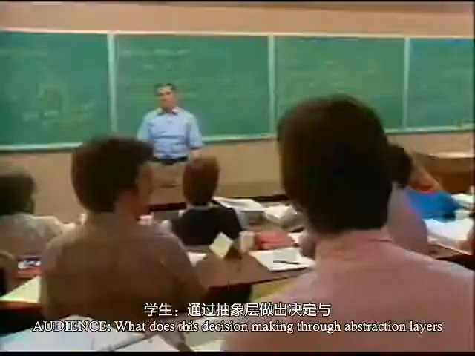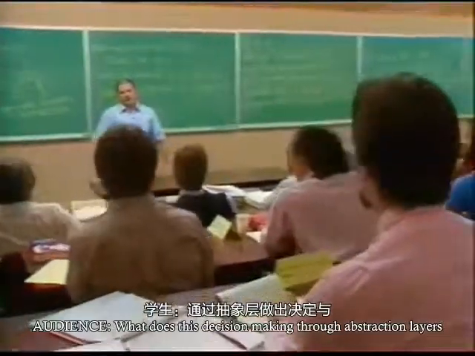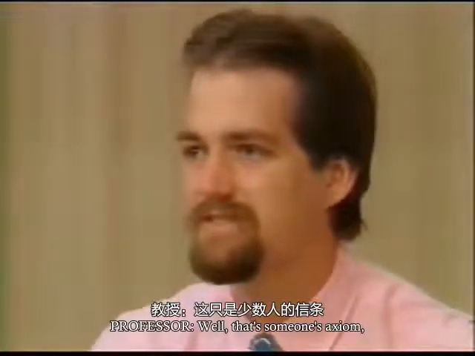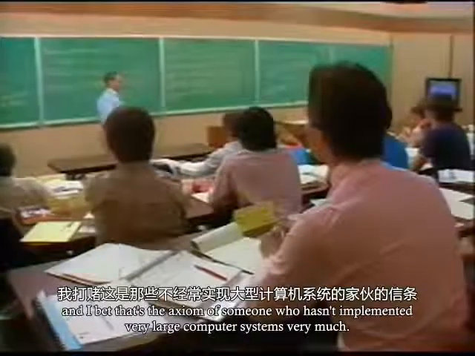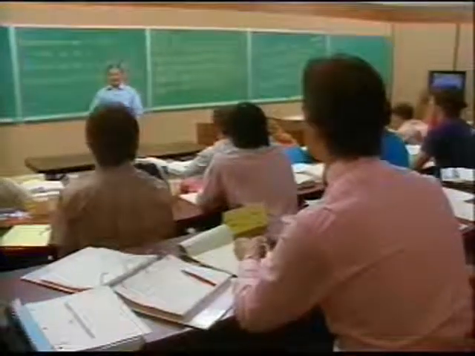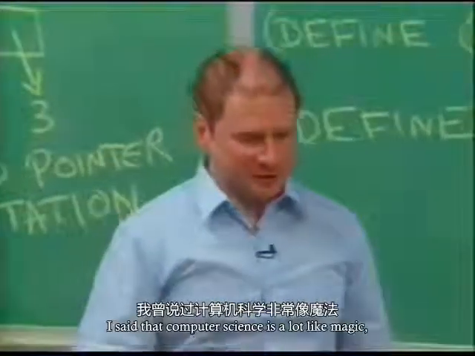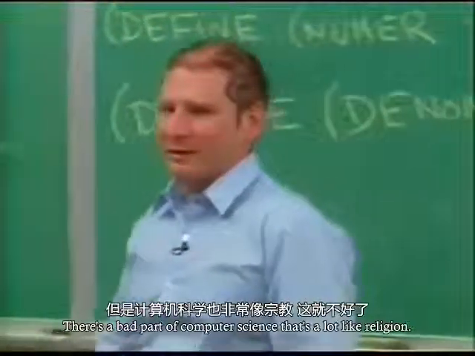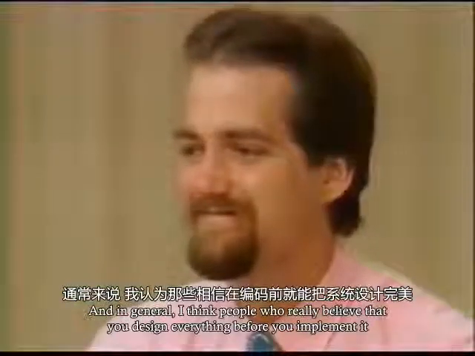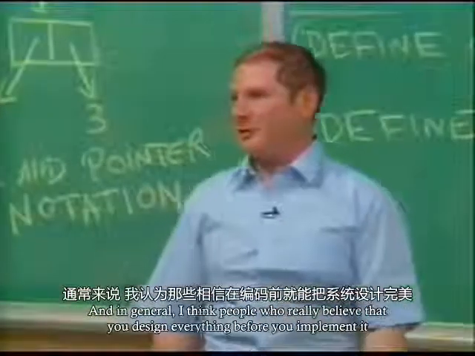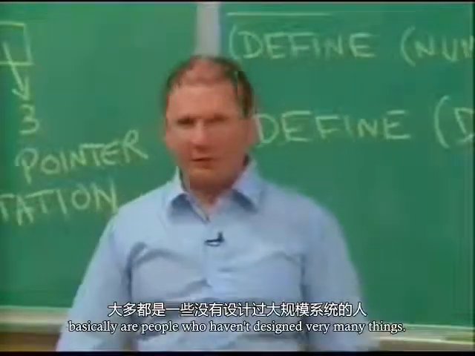Let's stop for questions. What does this delaying the decision-making through abstraction layers do to the maxim of do all your design before any of your code? Well, that's someone's axiom, and I bet that's the axiom of someone who hasn't implemented very large computer systems very much. Said that computer science is a lot like magic, and it's sort of good that it's like magic. There's a bad part of computer science that's a lot like religion, but in general, I think people who really believe that you design everything before you implement it basically are people who haven't designed very many things.